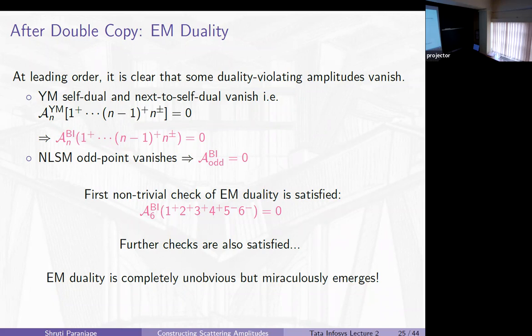What is the double copy again? Yang-Mills with NLSM gives Born-Infeld theory. You're not adding this. They are not BCJ compatible.